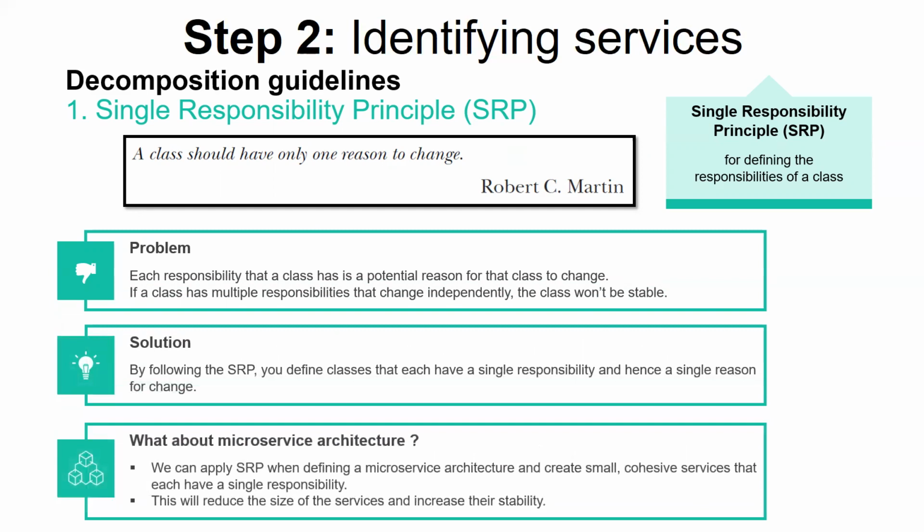To avoid this, we have to define classes that each have a single responsibility and hence a single reason to change. Instead of applying the single responsibility principle on classes, we can apply it when defining a microservice architecture by creating services that each have a single responsibility and then a single reason to change. This will automatically reduce the size of the service, but the most important thing is increasing the stability of the service.